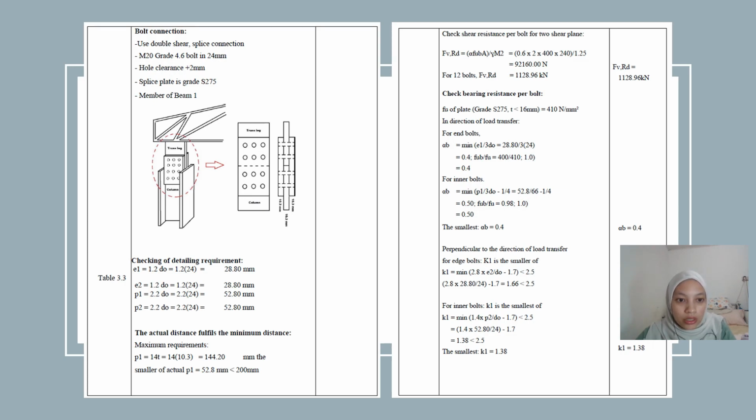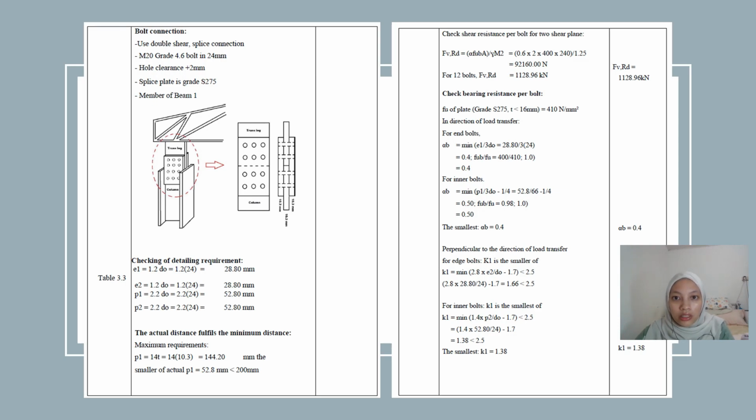The first step is we check the detailing requirements for e1, e2, p1 and p2. Next, the actual distances fulfill the minimum distances. This is the formula for the maximum requirement. The smaller of the actual p1 we get is 52.8mm, and this is okay because it is less than 200mm.